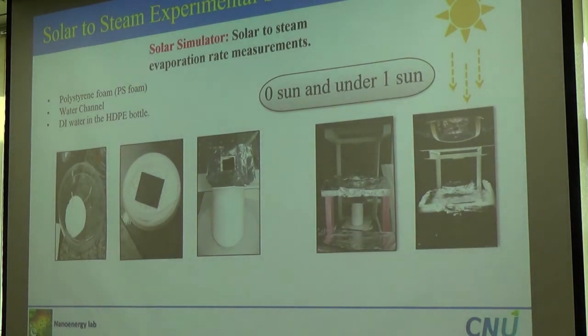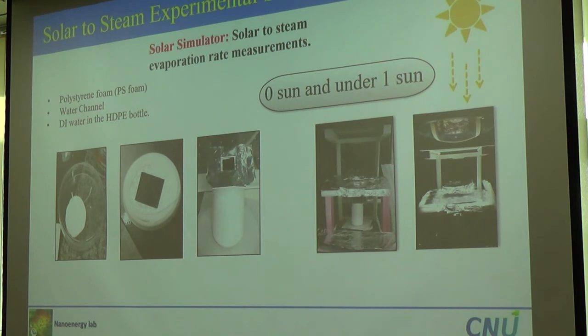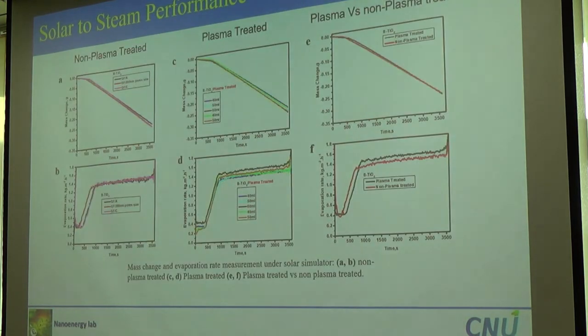The solar to steam experiment setup is like this: the first one in the photograph is polystyrene foam, which is used as an insulator, and the next one is the water channel, and the third photograph indicates the DI water in the HDPE bottle, and the next ones are the zero sun and under one sun illumination photographs. The next one is solar to steam performance.